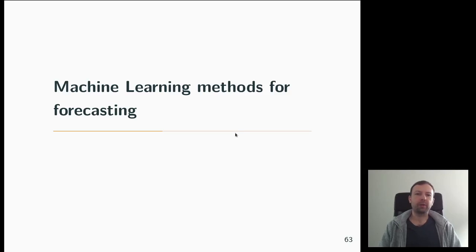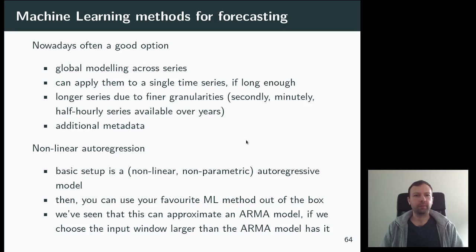The next section is about machine learning methods for forecasting. So they are nowadays often a good option. So we've just seen that global modeling across series works really well, and this type of methods work really well as global models. But we can also just apply them to a single time series as long as this series is long enough. So nowadays, very often we actually have such long series due to finer granularities. Just think about secondly, minutely, or half-hourly series that are recorded over years, and you get thousands of data points even in just one series.